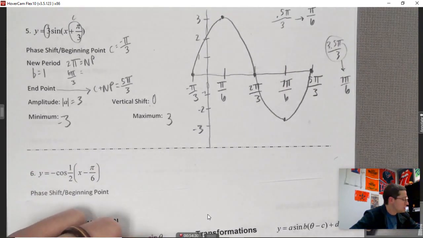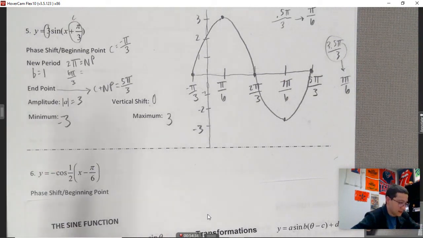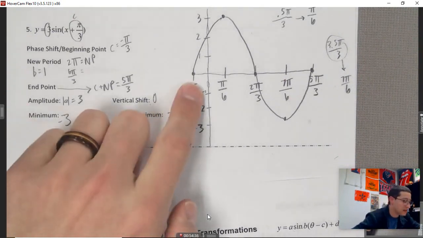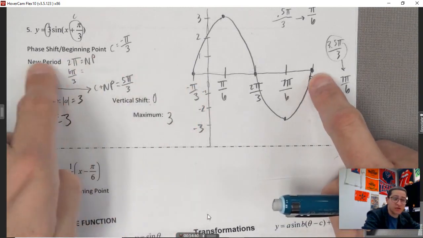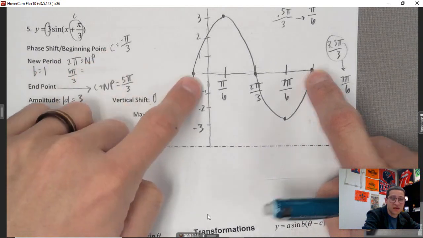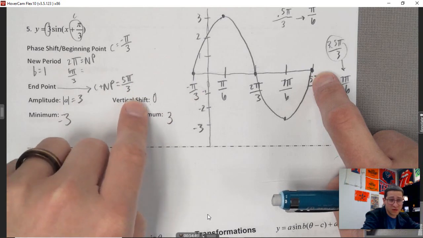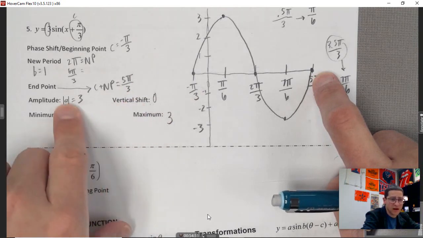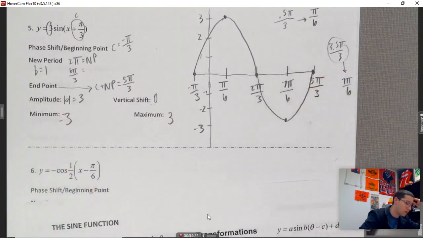Okay. Lots of working pieces. But the biggest thing is you start with your beginning using your C, go to your end using your new period. You add that new period to your beginning. You get those 5 points. You find your baseline using that vertical shift. You apply your amplitude, and then be careful when there is a vertical reflection. All right, but that is graphing sine and cosine.